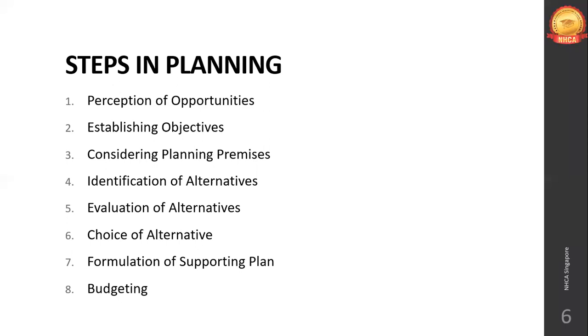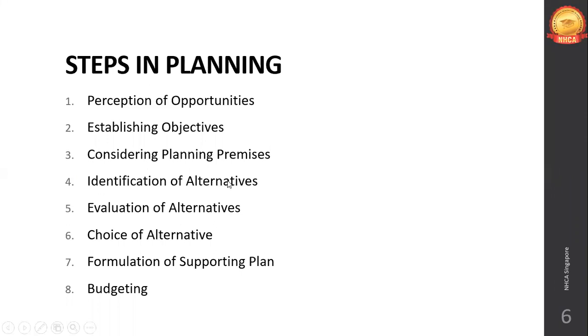Just an example. Okay, so considering planning premises means what? The environmental analysis you have to check first, internal as well as external. Examples of internal and external are given in the second paragraph on page number 74. Read through that, you will understand.